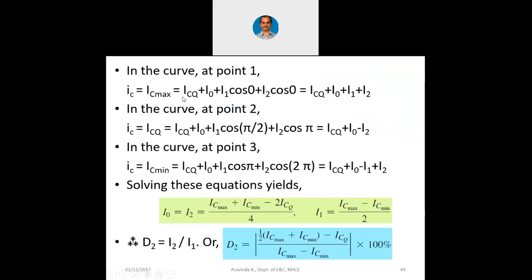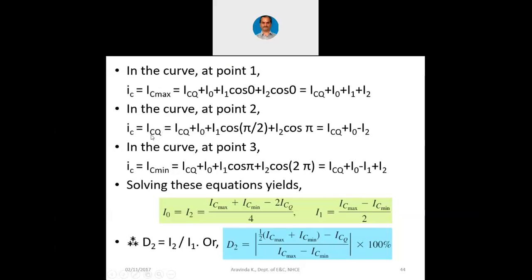So now you can see ICQ plus I naught plus I1 cos 0 plus I2 cos 0. Cos 0 is 1. So we have ICQ plus I naught plus I1 plus I2. This is at point 1. Now at point 2, corresponding to pi by 2, we have instantaneous current IC is equal to ICQ plus I naught.